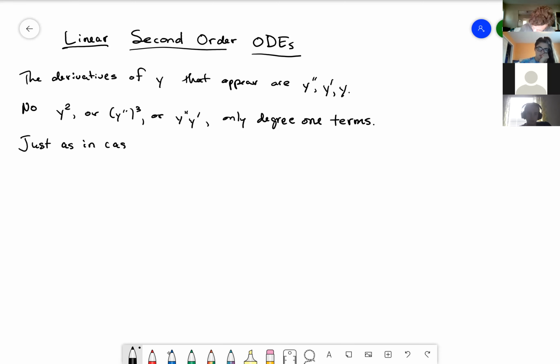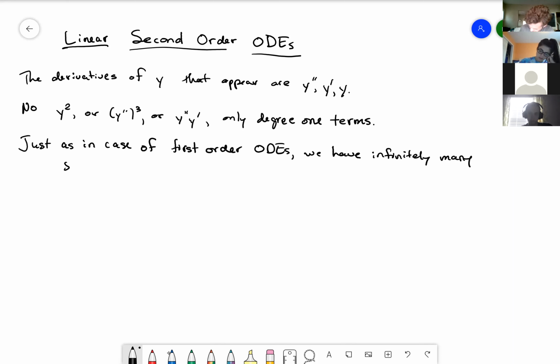So just as in the case of first order ODEs, we have infinitely many solutions in general. And we saw in the case of first order ODEs that these were parameterized by a single constant. For second order ODEs, we will see something different, but very similar.